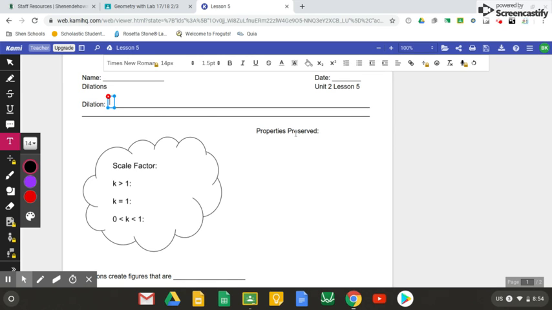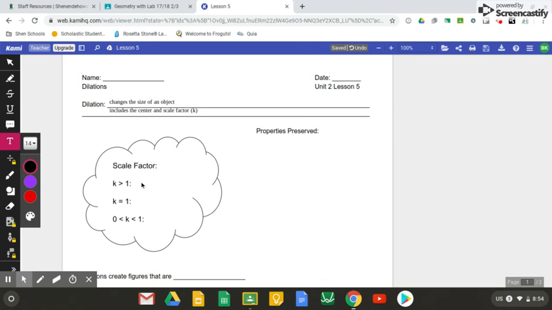All right, so we're looking at dilations today. Dilation changes the size of an object, and it includes the center and scale factor known as K. That's needed in every dilation. All right, so K is a scale factor. So we'll go down this little cloud.